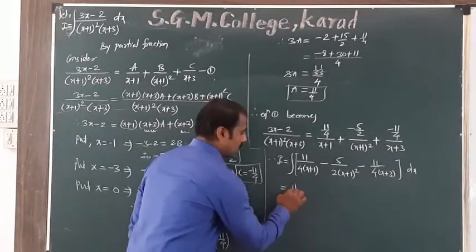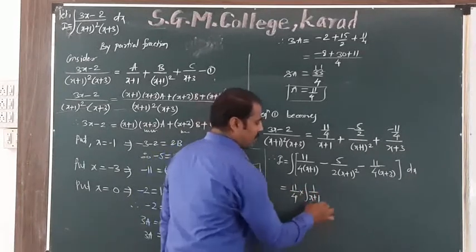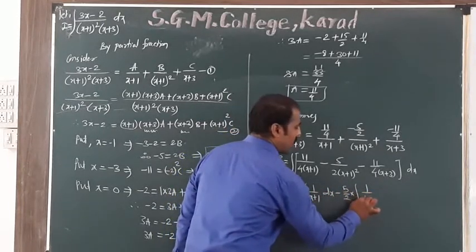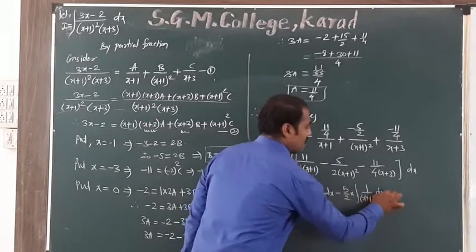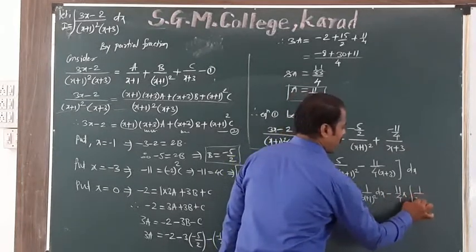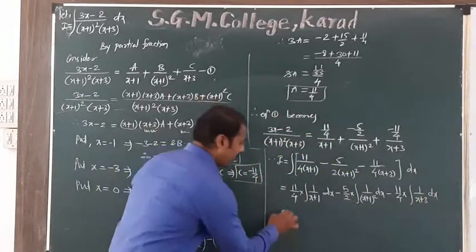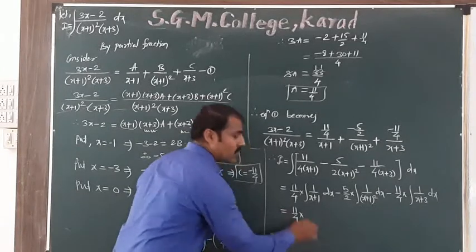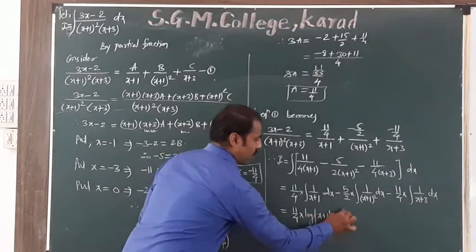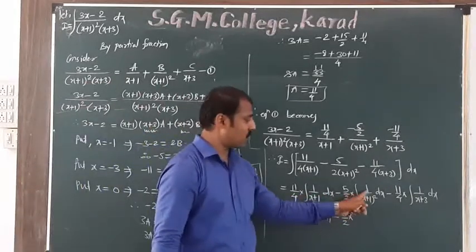So integration becomes 11 upon 4 into integration of 1 upon x plus 1 minus dx, minus 5 divided by 2 into integration of 1 upon (x plus 1) square dx, minus 11 upon 4 into integration of 1 upon x plus 3 dx. Look here, 11 upon 4 is constant as it is. Integration of 1 upon x plus 1 is log of mod of x plus 1. Minus 5 by 2 is constant. Here we use integration of 1 upon x square.